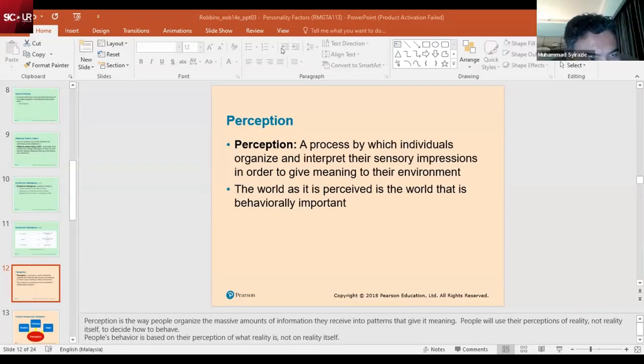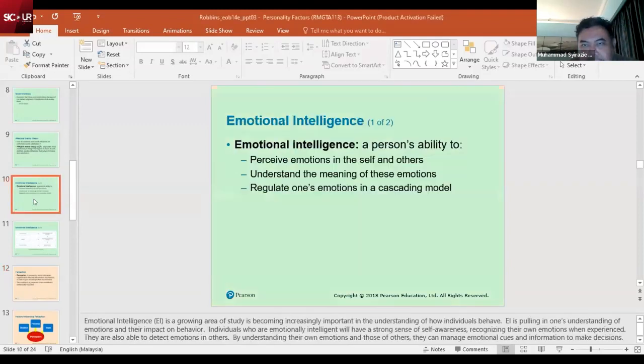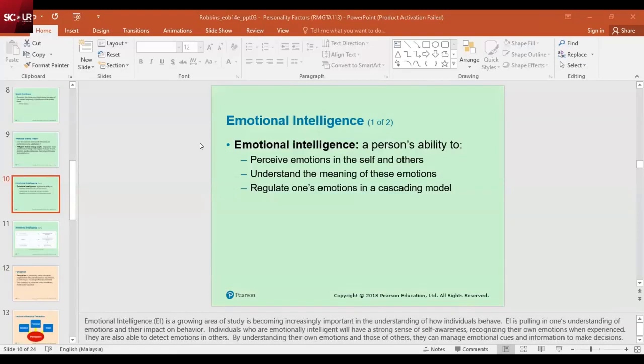Yes, what you say is right. Calm them down and everything. You have gone into the third stage already. Okay, regulate one's emotions. Correct. Forgive me if I'm too fast.